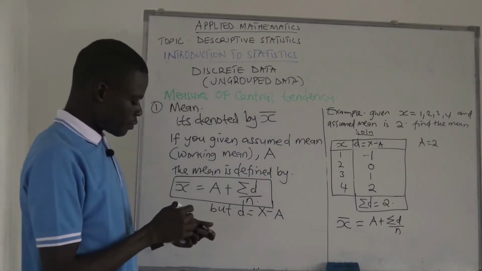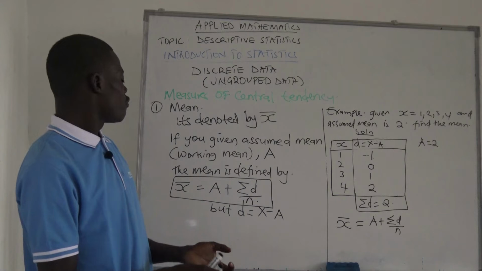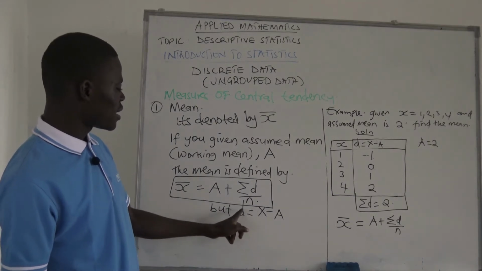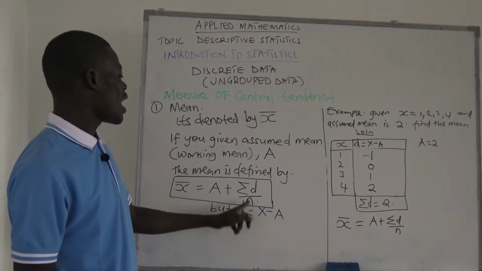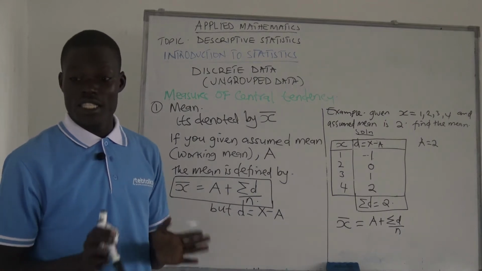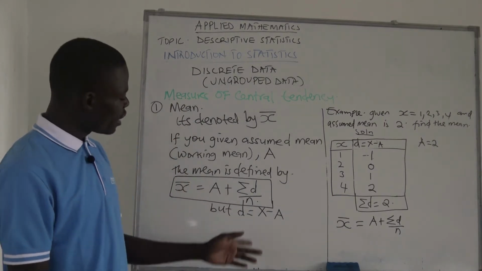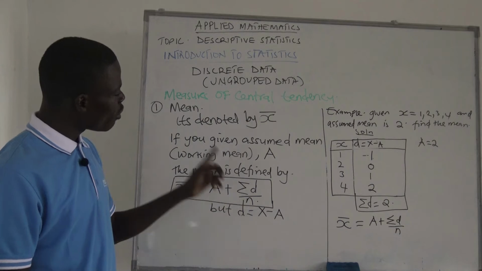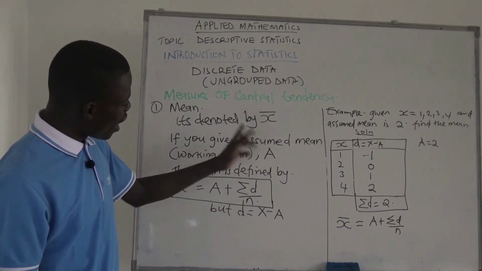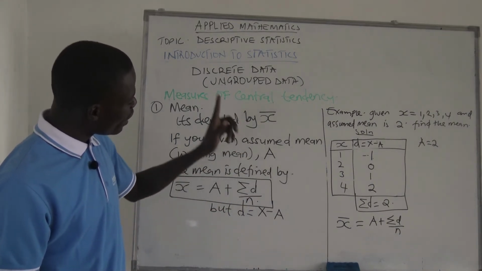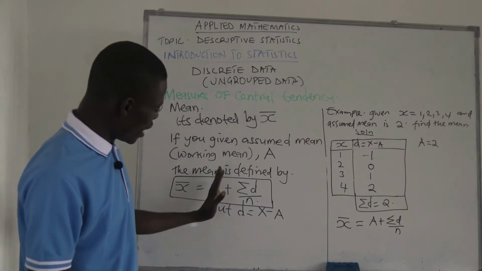Please note, the summation of d, this d is the only one out of n. The assumed mean is not affected. We only have x out of n. Assumed mean d out of n, but not a.